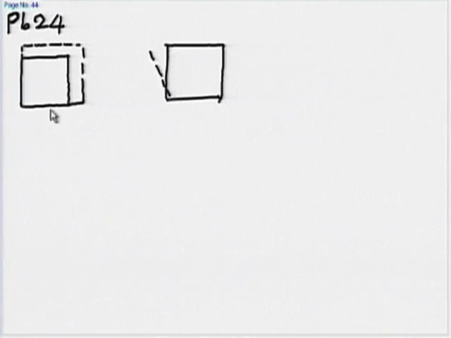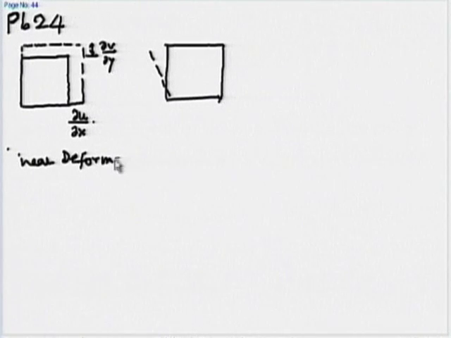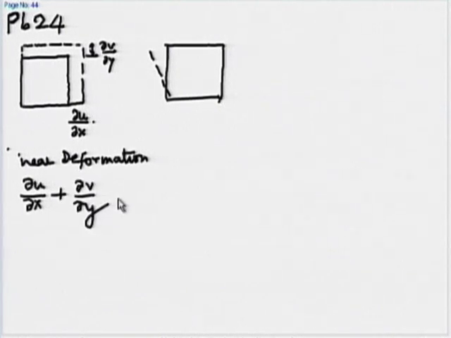So linear deformation is del u by del x, and this is del v by del y. Total linear deformation is del u by del x plus del v by del y. Okay. Next case. What is the next case? I think it can be clearly seen. We have already solved this, but still let us do it.